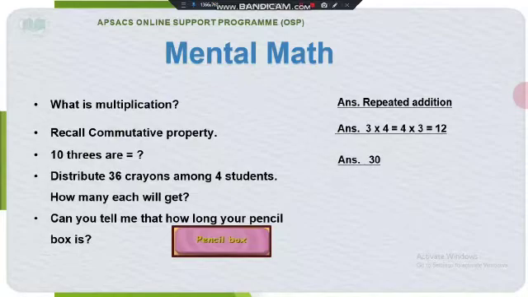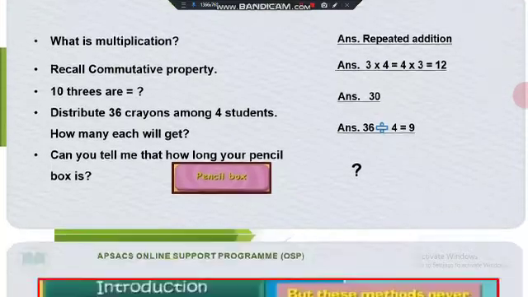Now, distribute 36 crayons among 4 students. So, how many crayons will each student get? What will we do? Good. Very good. We will divide them. So 36 divided by 4 is equal to 9. Now, the last question, but very important. Can you tell me how long your pencil box is? Okay. You don't know. Some of you know. Now, we are going to find out how to measure this pencil box or any other object.